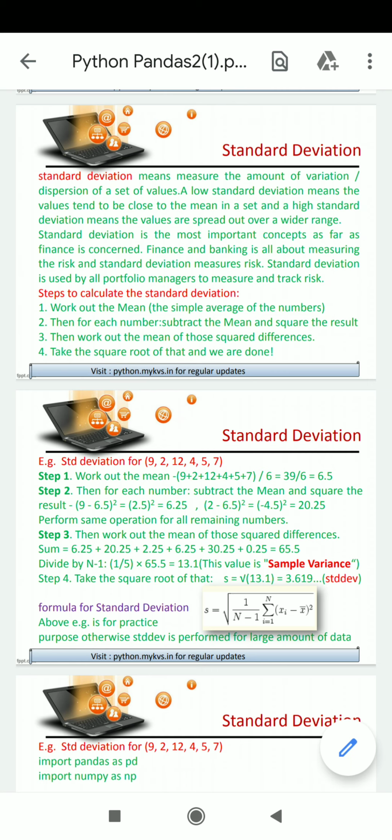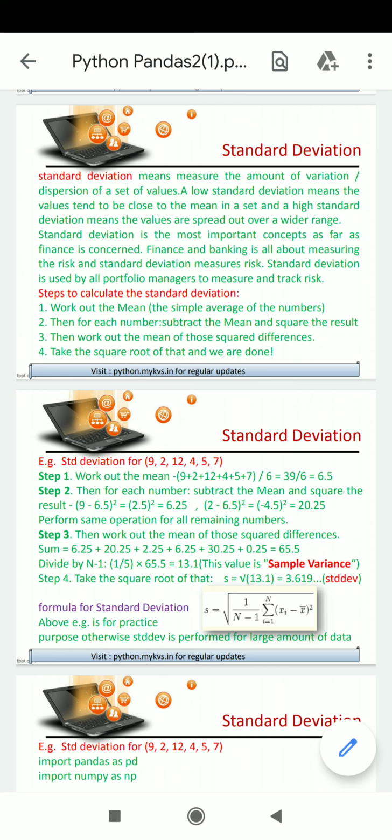Now how can we find the standard deviation? That is very easy. First of all, we have to find the mean of the values. So what we should do is arrange all the values, sum all the values, and divide by the number of elements. Next, for each number, subtract the mean and square the result. If we don't arrange or sort these values, we can still find the deviation.